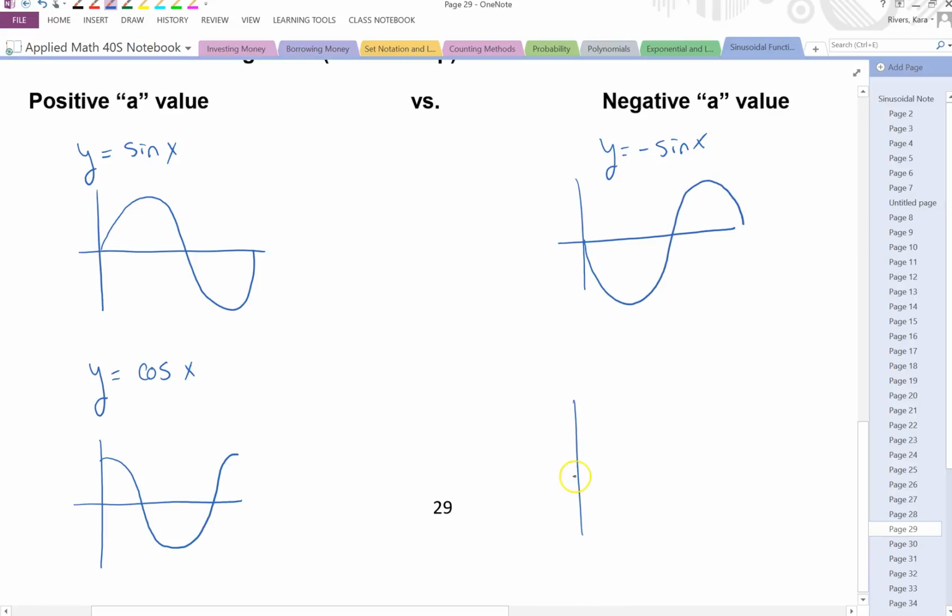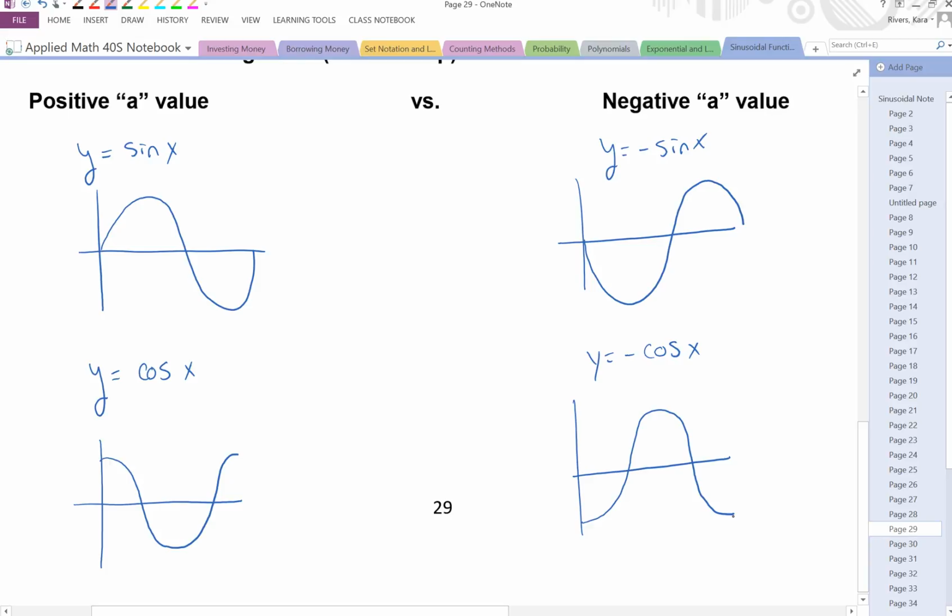And same for the cosine graph. If it's y equals negative cos x, you'll start at negative 1 instead of positive 1, and it would go like this. Okay? So make sure that you're comfortable and able to use a positive a value and a negative a value, and also know that that a value determines your amplitude.